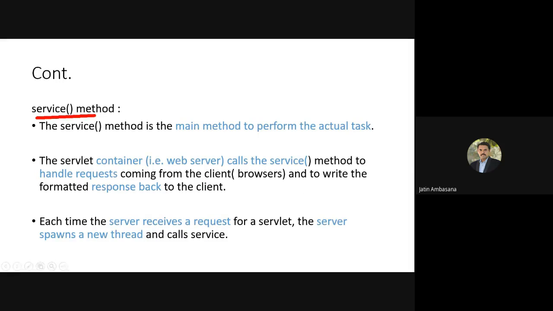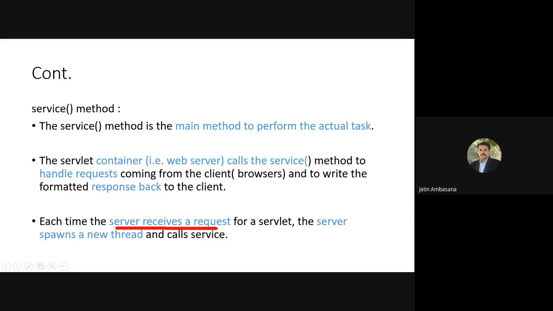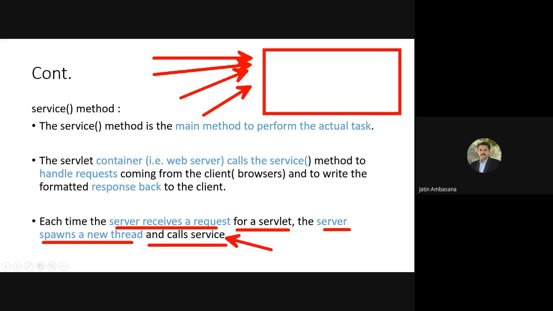So see what happens. The service method is the main method to perform the actual task. The servlet container calls the service method to handle the requests coming from the client, that is the browser, and to write the response back to the client. Each time the server receives a request for a servlet, it spawns a new thread and calls the service method. Every time there are lots of clients requesting the server, it will make a new thread and send it to the service method of this particular servlet.